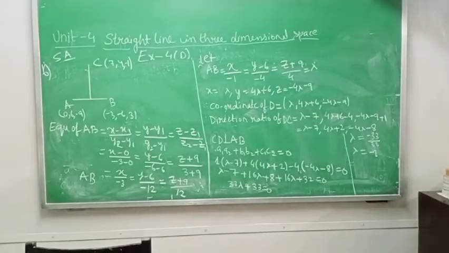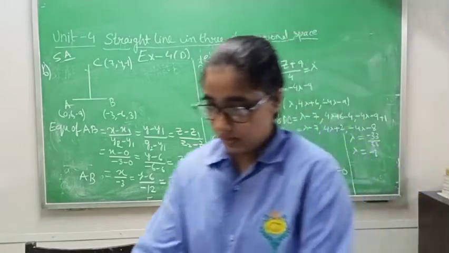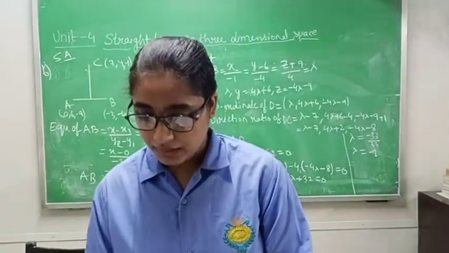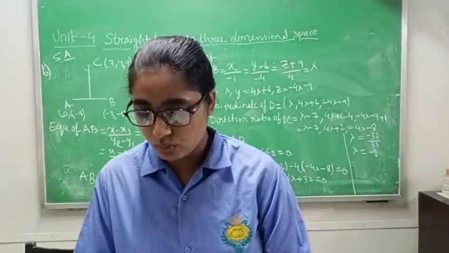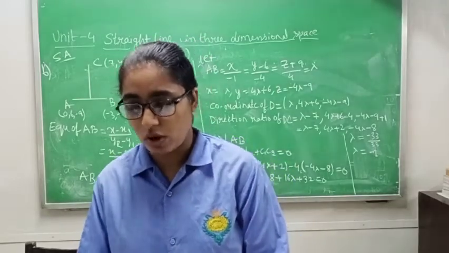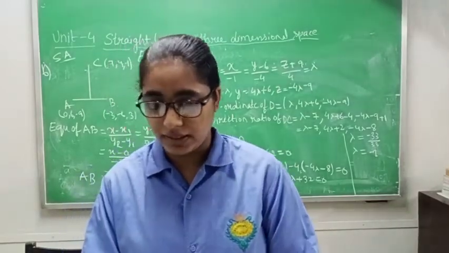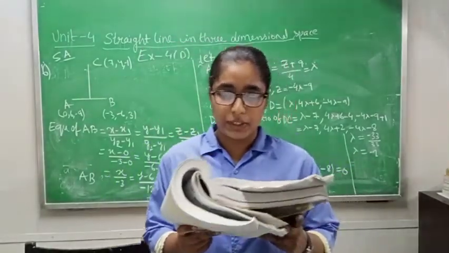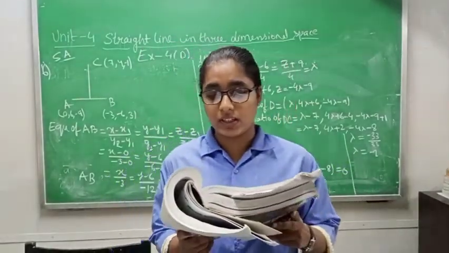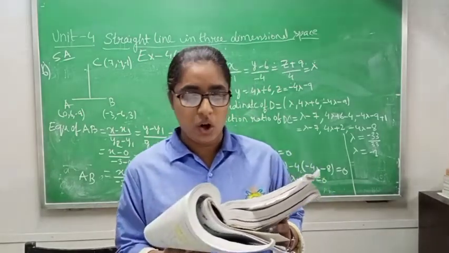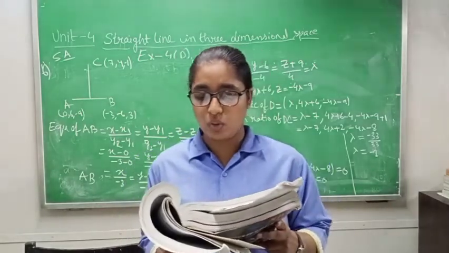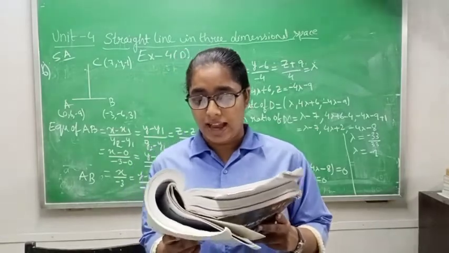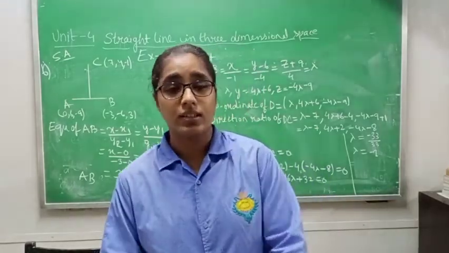Class 12C, question number 6. It is written, find the equation of the line passing through the points A (0, 6, minus 9) and B (minus 3, minus 6, 3). If D is the foot of the perpendicular drawn from the point C (7, 4, minus 1) on the line AB, then find the coordinates of D and the equation of line CD.